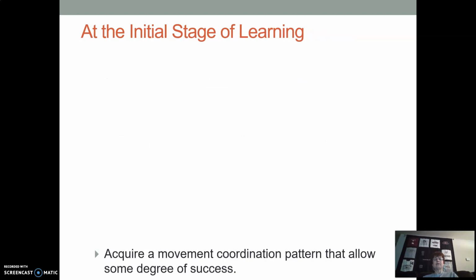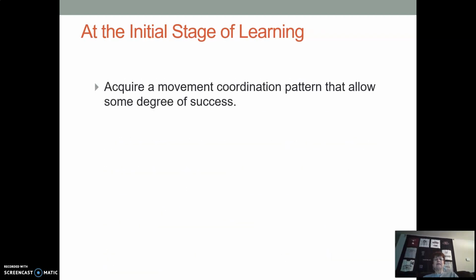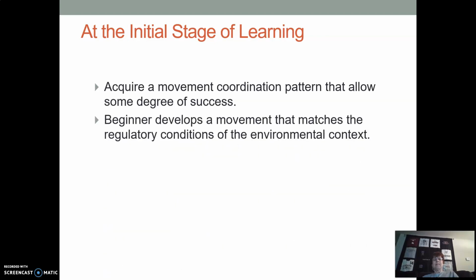At the initial stage, again, you're getting an idea of the movement pattern. You're having some success. You're not real consistent, but you're getting an idea of what it feels like to perform this skill. And so as a beginner is in their environment, they're going to begin to match the regulatory conditions and how that influences their movement. So the environment plays a role in what regulatory conditions one should attend to.